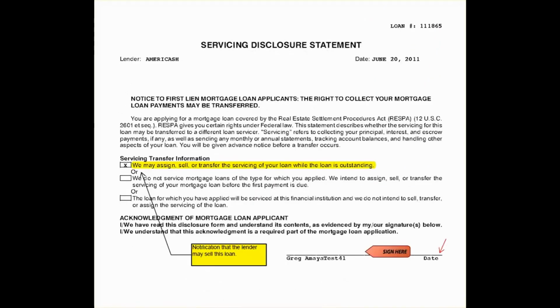This servicing disclosure statement basically says that they may assign, sell, or transfer the servicing of their loan. And on this one, they have sold the loan. Each box is able to have an exit, so you'll see when you read it to them or show it to them what the determination is.